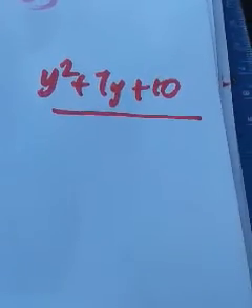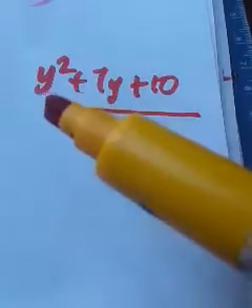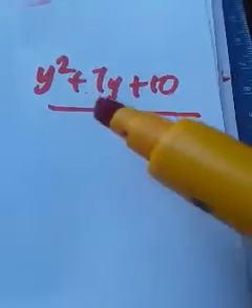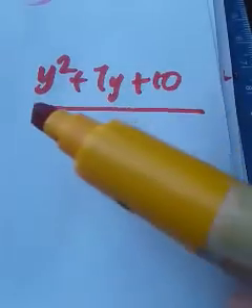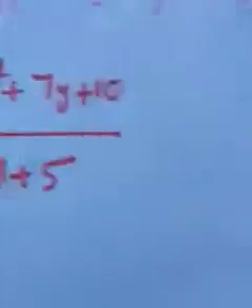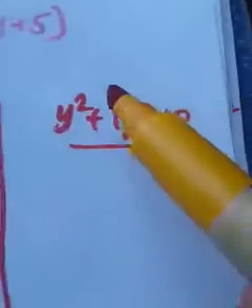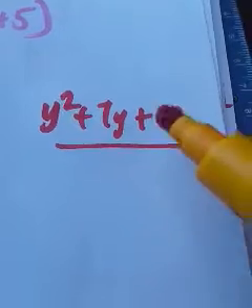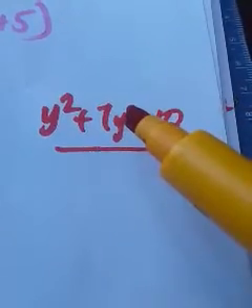So this is your numerator. What I'm going to do is factorize this expression. I'm going to use a separate method for the factorization. I'm going to simplify the numerator. From this question I have taken the numerator separately, and I'm going to factorize it.